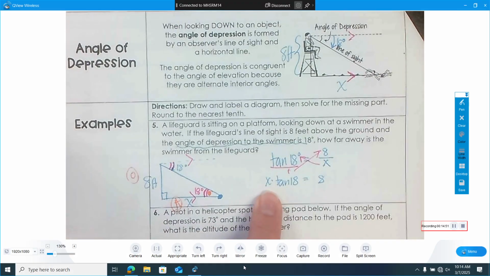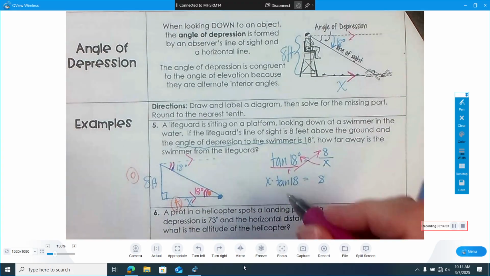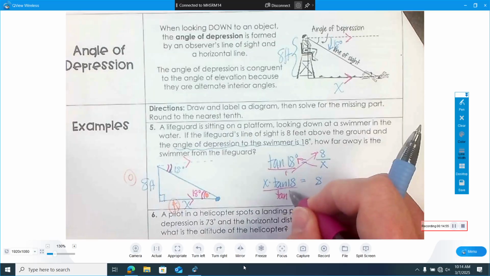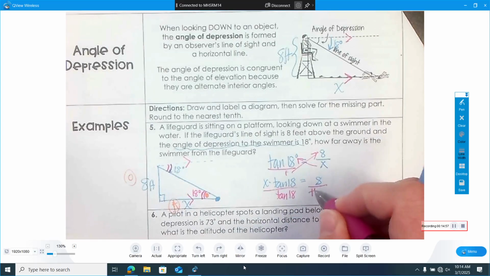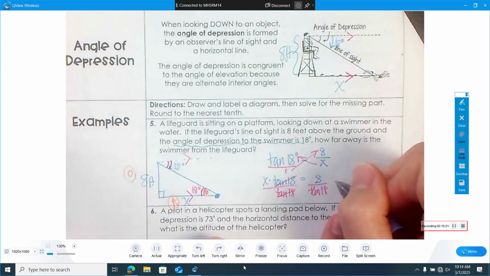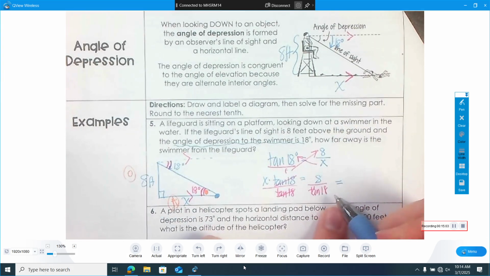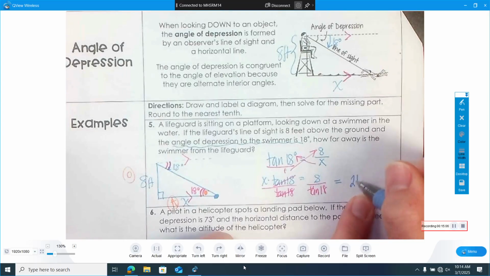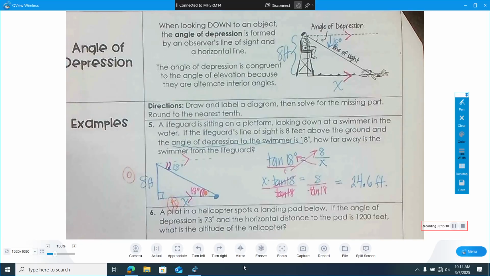And then how do you get x by itself? Divide away tangent of 18. So the tangent of 18 can fully go away. And 8 divided by the tangent of 18 is? 24.6 feet. So that swimmer's 24.6 feet out in the water.